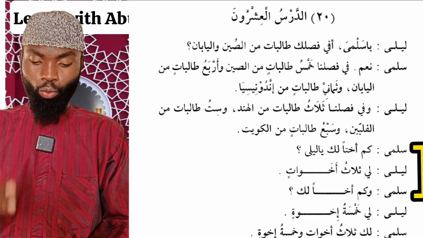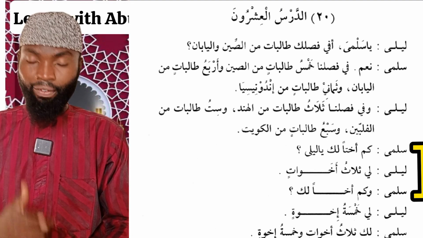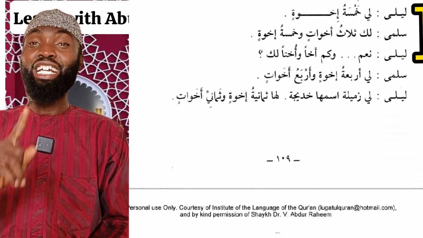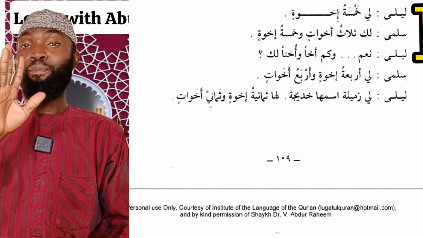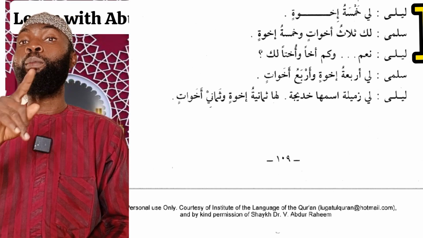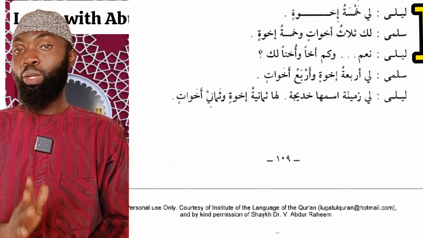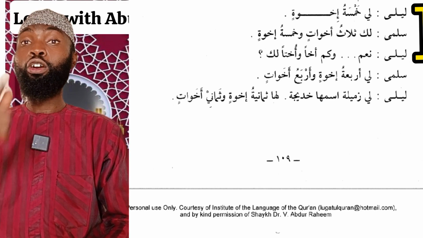Salma said, Wakam akhun lak, and how many brothers do you have? And she says, Li khamsatu ikhwatin. I have 5 brothers. You can see ikhwa is the plural form of akhun, and akhun is a masculine word. Therefore, we use the other one, which is khamsatu.